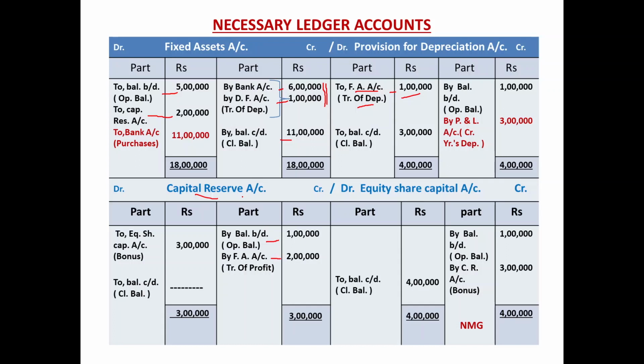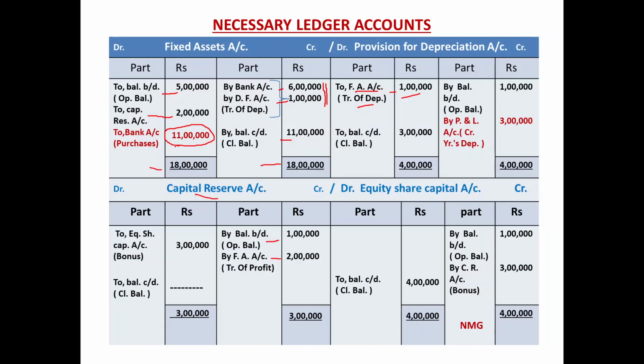Close the concerned ledger accounts and find out the balancing figure. Come to the fixed assets account first. The total of the credit side looks bigger, 18 lakh. Put it on the debit side, 18 lakh. That gives the balancing figure rupees 11 lakh. Apply common accounting knowledge, common accounting sense. What could it be? This must be the purchases made during the year.